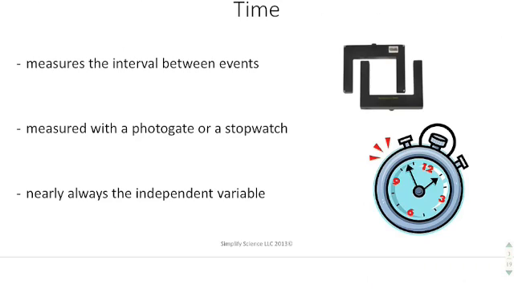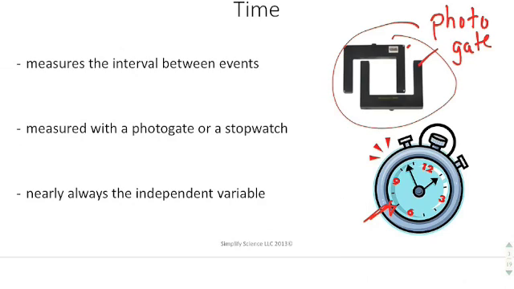So we want to start off by reviewing the variables that we've already introduced, and those are time. Time measures the interval between events and is generally measured in physics class with a photogate, although we still do use stopwatches in certain cases. A photogate is a much more accurate way, so when we can, we want to use that.